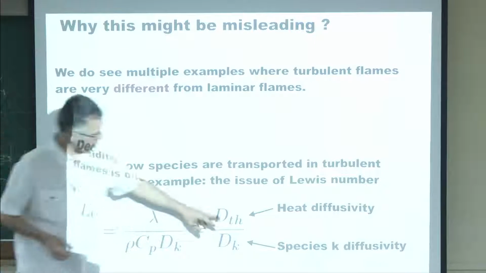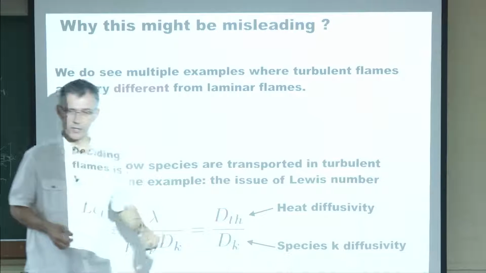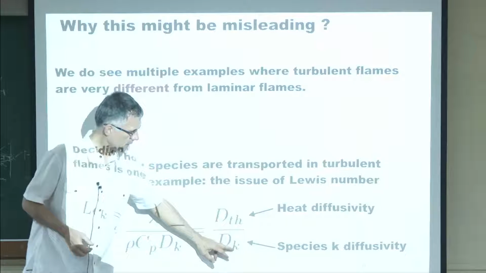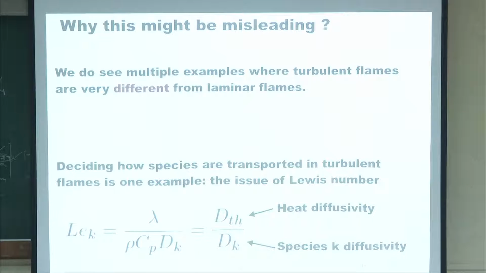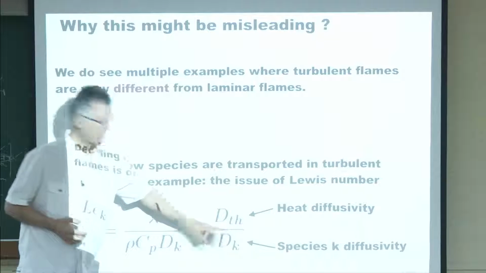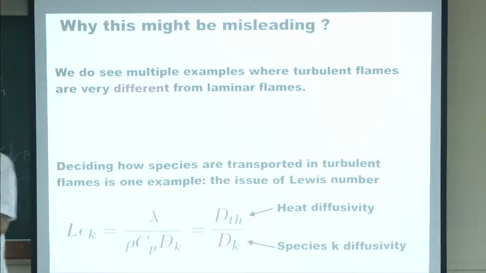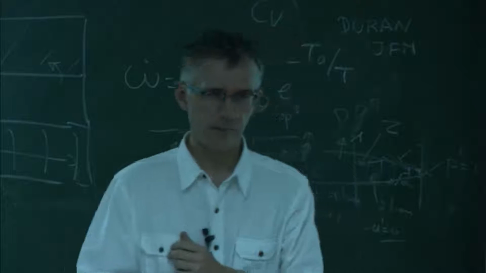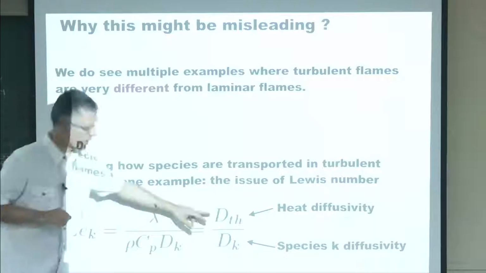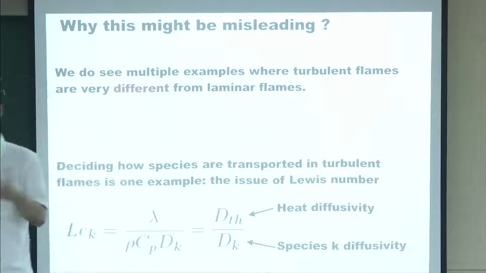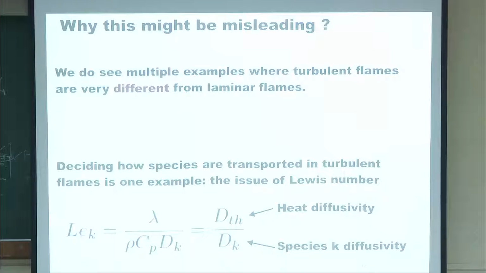The Lewis number quantifies the heat diffusivity and normalizes it by the species K diffusivity. So there are n Lewis numbers, one for each species. And this number is very critical because it tells you if species are actually diffusing faster or not compared to heat. And normally, when we say diffuse, you have to understand we are talking about molecular diffusion, laminar diffusion.